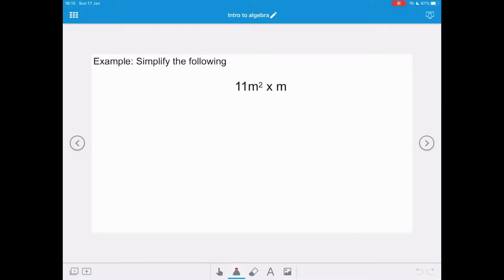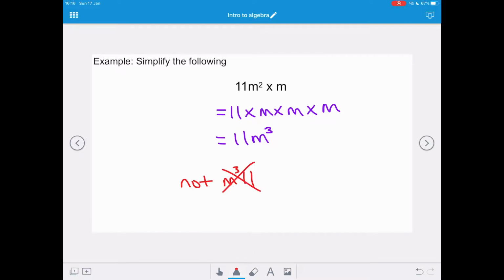In this example, we're simplifying 11m squared times m. Now it's easiest to rewrite this, expanding that m squared. So we know that that will be 11 times m, and then we're multiplying another m at the end. Then we're just going to combine all our m's together. Remember, we're multiplying, not adding. So it's 11m cubed, or to the power of 3, because we've got 3 of the letter m. Do not write m cubed 11, because the coefficient must come first.